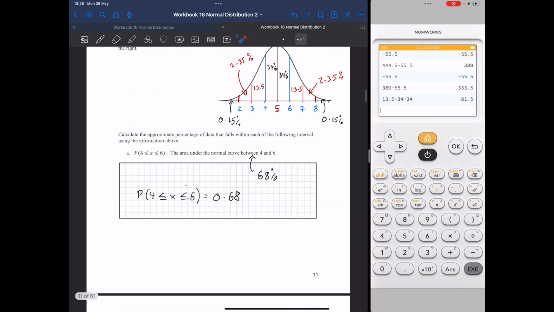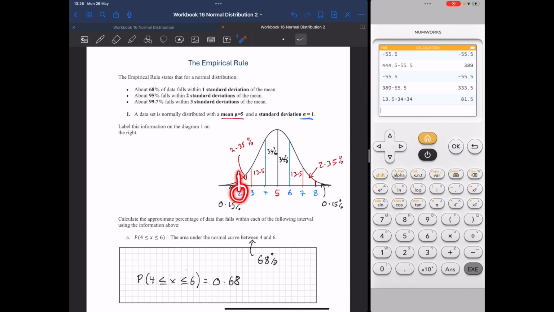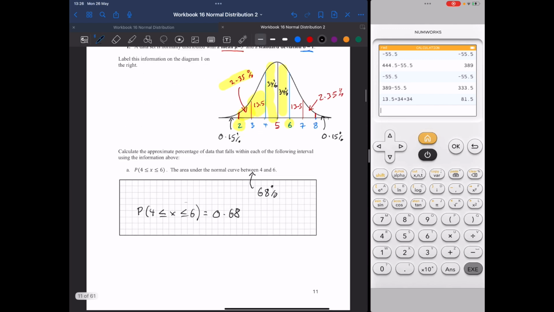Now I've got between 2 and 6. So we go back up here and we look between 2 and 6, which is here. So we just add up these numbers. We're actually going to highlight them if that's okay with you. So the numbers I'm looking at are this, and this, between 2 and 6. We'll add those numbers up. I'll actually do it right now in front of the calculator. So it's 2.35 plus 13.5 plus 34 plus 34, and that equals 83.85%.